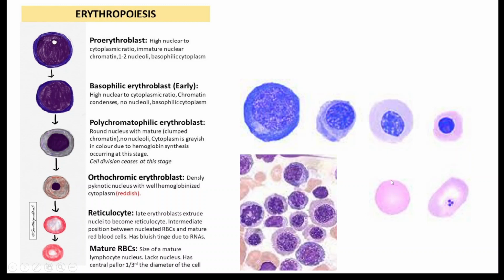So if you go the back way, this is the mature RBC. When you have reticulocyte, when you have few nuclear remnants in it, this is the reticulocyte. Then there is a cell which has got a pyknotic nucleus and a well hemoglobinized cytoplasm. This is called a normoblast, and these are the earlier stages of the erythroid series in the bone marrow.